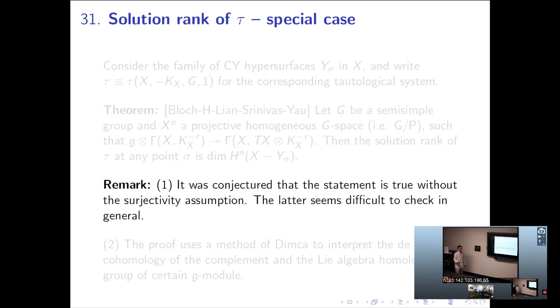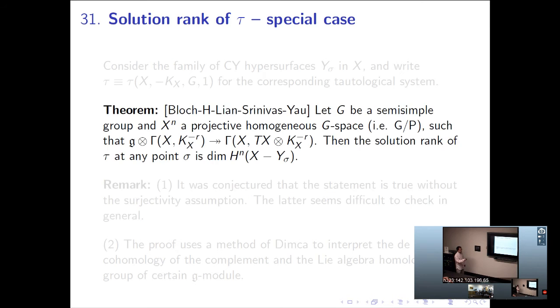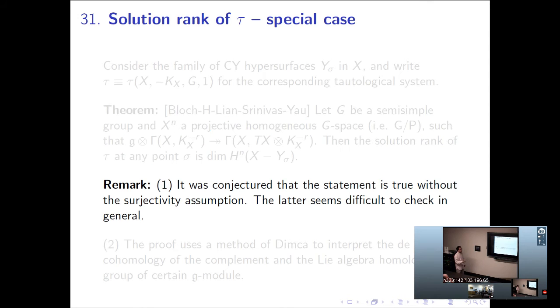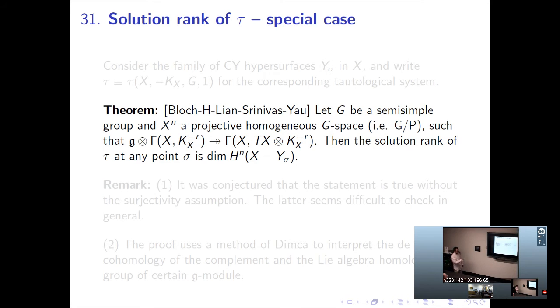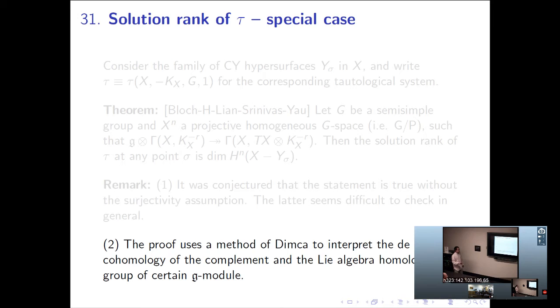So, two remarks. It was conjectured that this technical assumption can be removed, which seems to be difficult to check in general. What's the technical assumption? That's the rejection. The rough idea of the proof is to use a method of Dimka to interpret this algebraic Dirac cohomology by a Lie algebra homology of a certain infinite dimensional G module.